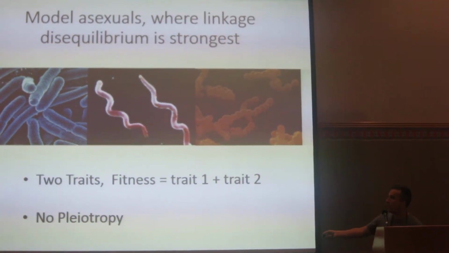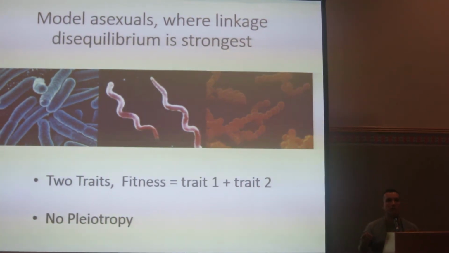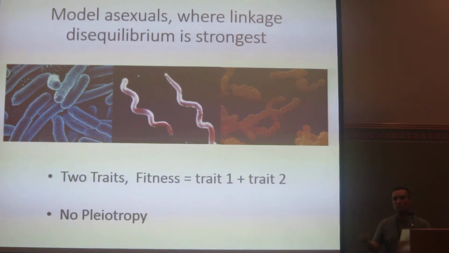matrix. And so we excluded this idea of pleiotropy. What that means is that we're considering a model in which we have 2 traits, each controlled by separate loci that evolve independently.